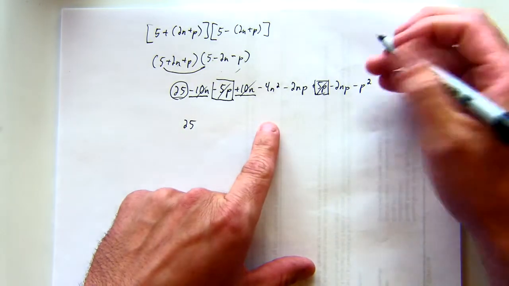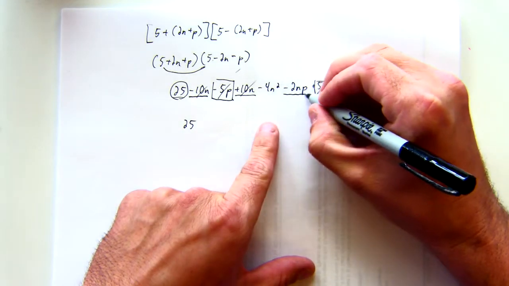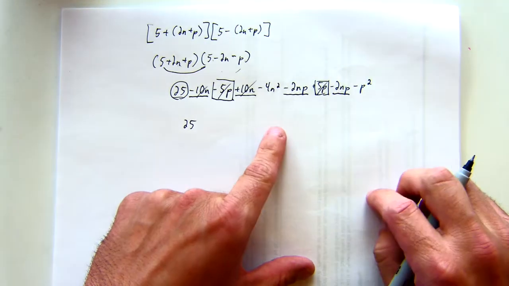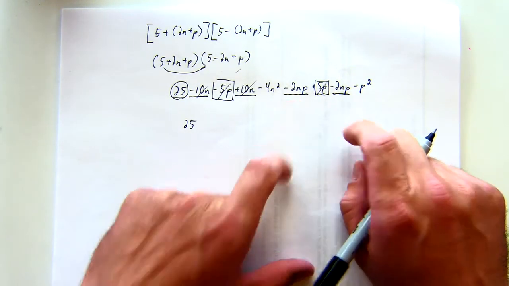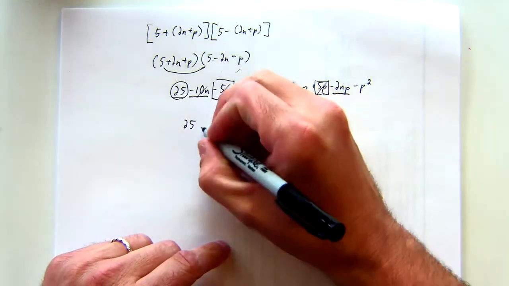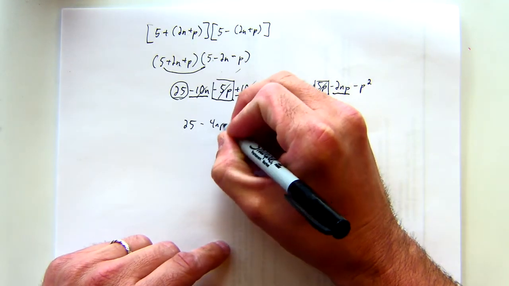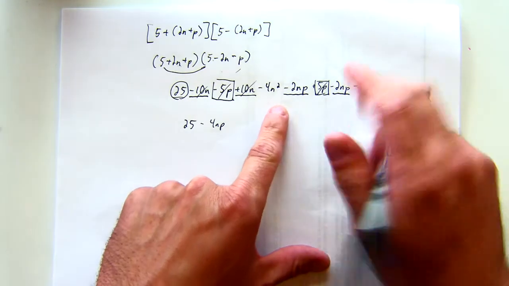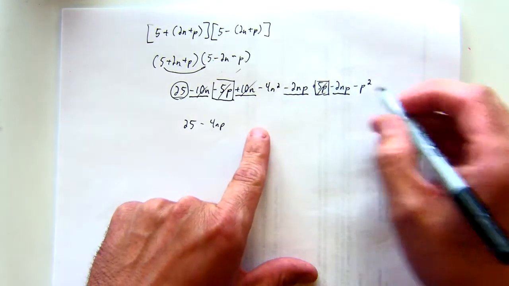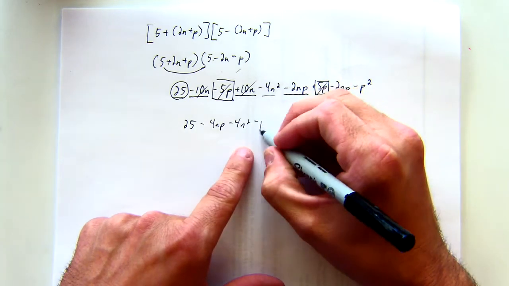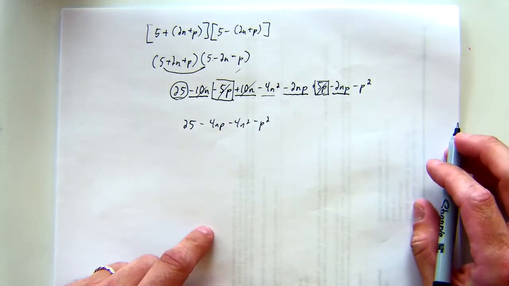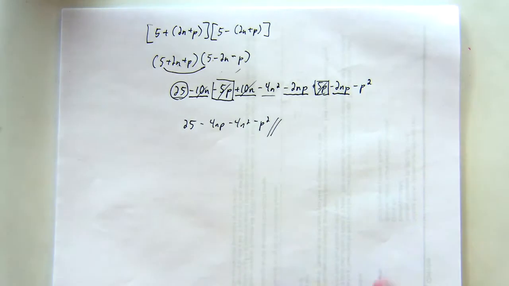Okay, let's underline my np's. So I have negative 2np and then another negative 2np. That's going to give me what? Negative 4np. Now we can see that I've only got the 2 left. A minus 4n squared and then a minus p squared. And that's as far as we can go.